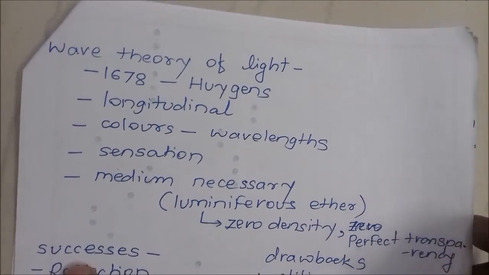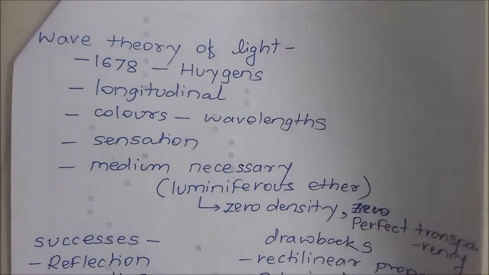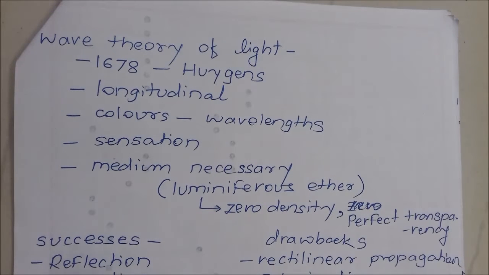In 1637, Descartes proposed the corpuscular theory, and Newton developed it afterwards. In 1678, after some 30-40 years, Huygens developed the wave theory of light. He said light is made up of waves. Light is not made up of particles.